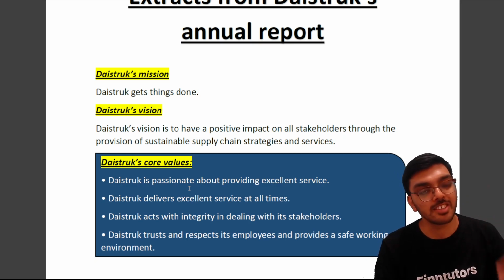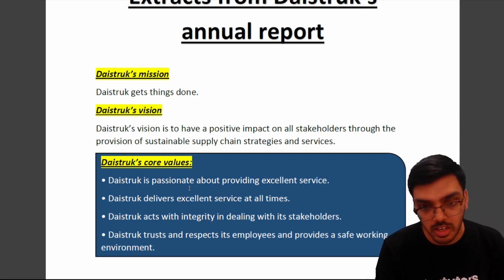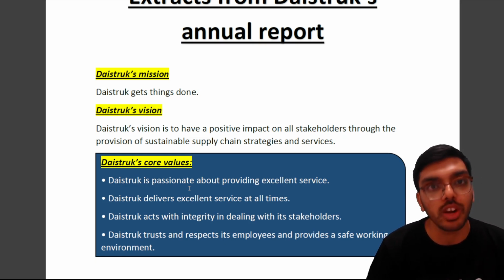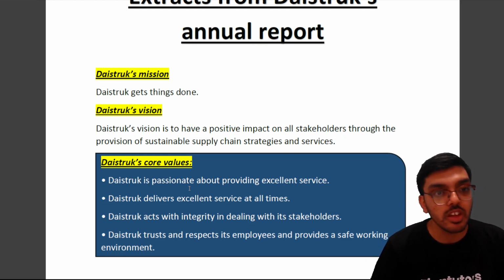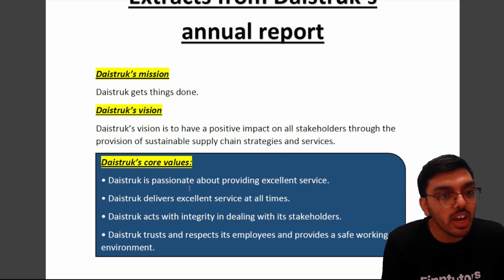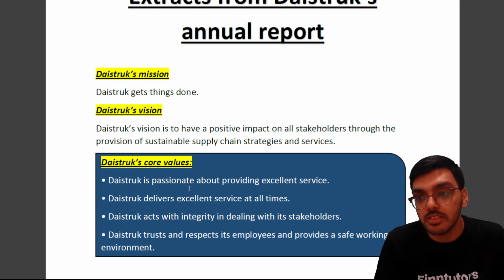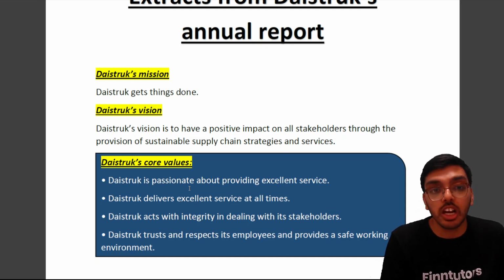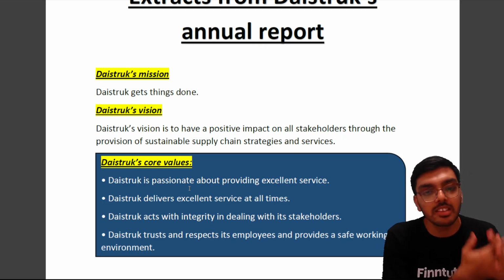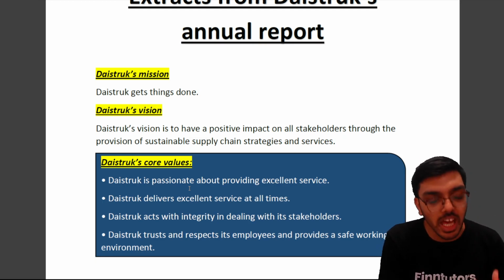The mission has been explained in the E3 syllabus. The mission is the reason for being of the organization. The mission is the reason for which the organization exists. So Daistruk exists to get things done. Remember, this is important so that we understand the culture of the company, which is to be a problem solver. Get things done efficiently, effectively, get it done.